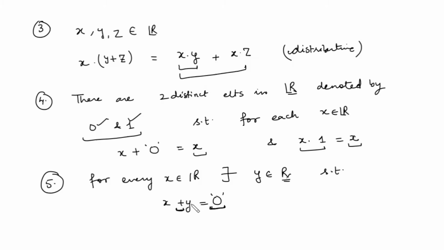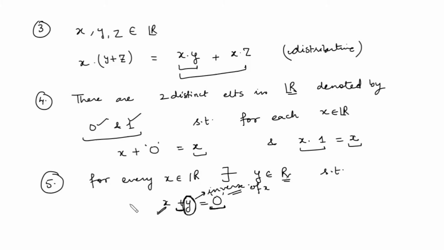Right? So here this y is the inverse of x with respect to the operation addition, and 0 is the identity with respect to the operation addition. So for every real number, there must exist some y in R such that this thing holds. So then this y is said to be the inverse of x. Is it clear?